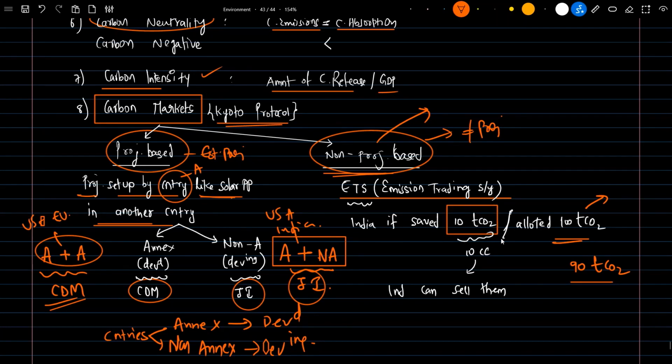Understand, earlier we talked about what one carbon credit is. One carbon credit is equal to 1 ton of CO2. So here 10 tons of CO2 is saved, meaning 10 carbon credits. India can sell these 10 carbon credits. So this is non-project based. This is known as emission trading: saving the emission capacity or the emission quota which was allotted and selling it to other countries.